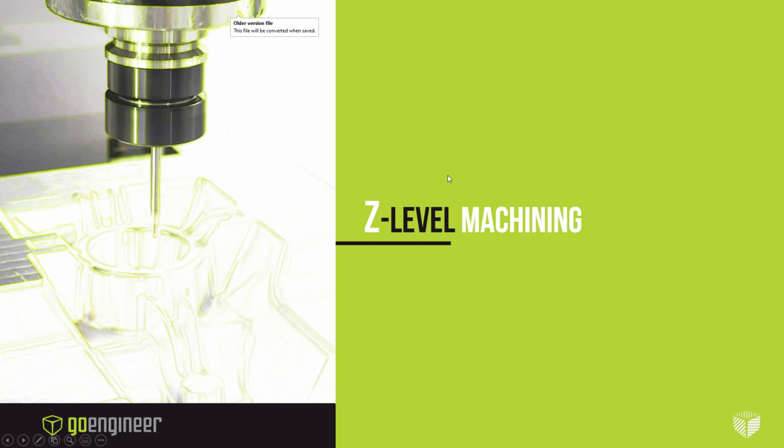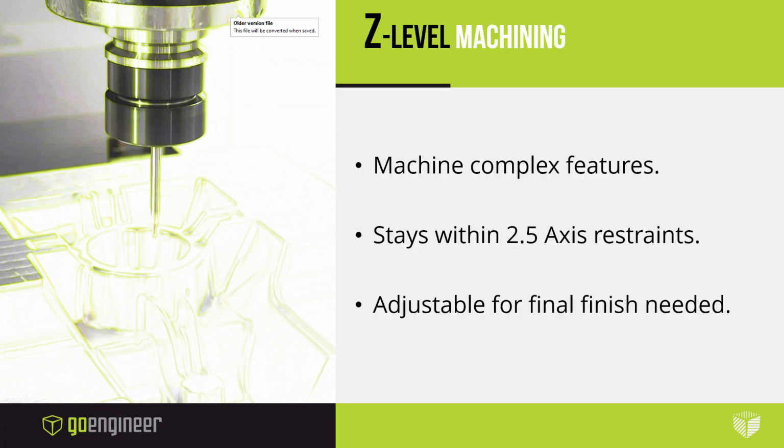So Z-level machining, while we are 2.5 axis, allows us to definitely have more capability than just plugging holes and making a pocket. It allows us to machine a little bit more complex features. We're still staying within the 2.5 axis restraints though. So if anything is going on with the axes of your machine, where maybe you're tipping the table to get into other areas, that's going to be outside of the SOLIDWORKS CAM portion.